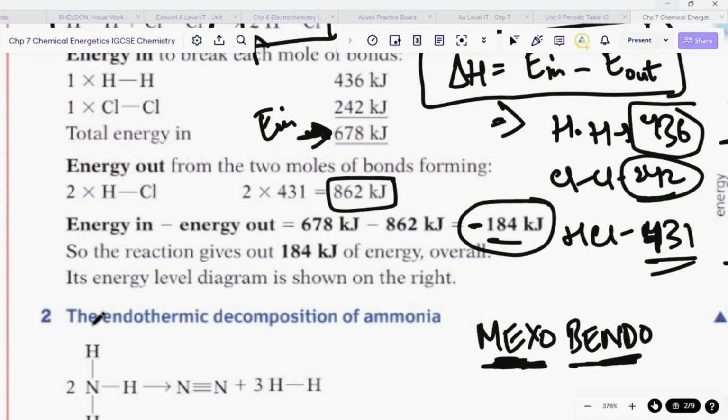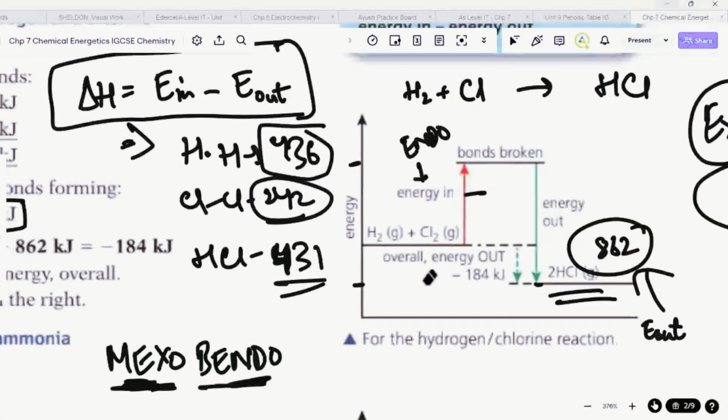Any questions over here? This minus sign is indicating that it is an exothermic reaction and the energy is being given out. Because in the diagram we can see that the energy of the reactant is more than the energy of the product.